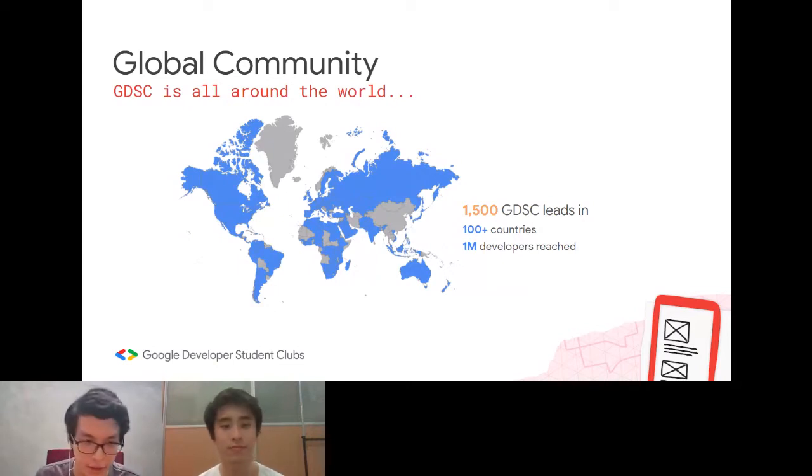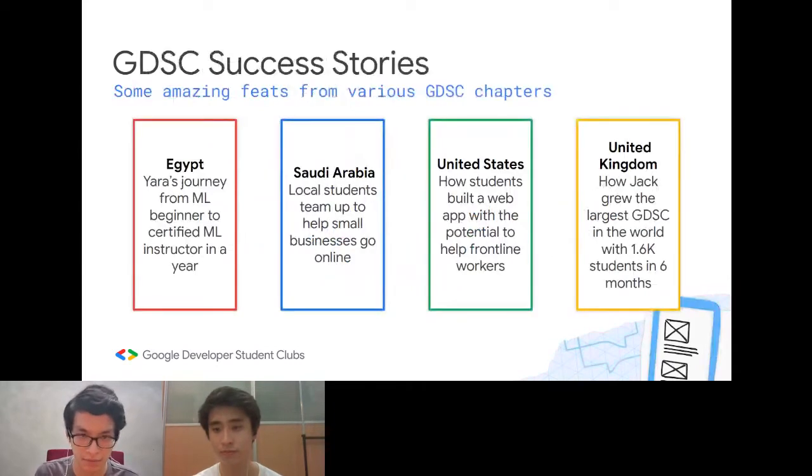So if you look at the global scale, not just in Malaysia, there are actually about 1.5K GDSC leads in more than 100 countries, which have organized events, initiatives, or activities that have reached 1 million developers. So it is a pretty big phenomenon, and it's something that you guys can be a part of, which is very nice. And there are also some success stories that we can share with you for GDSC.